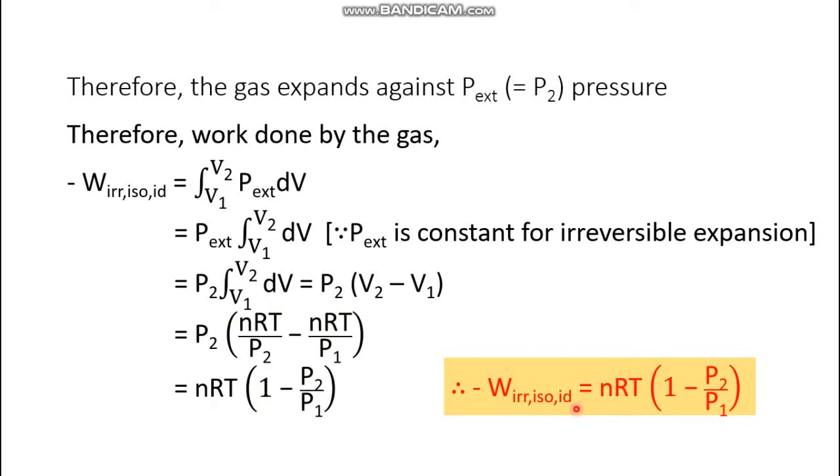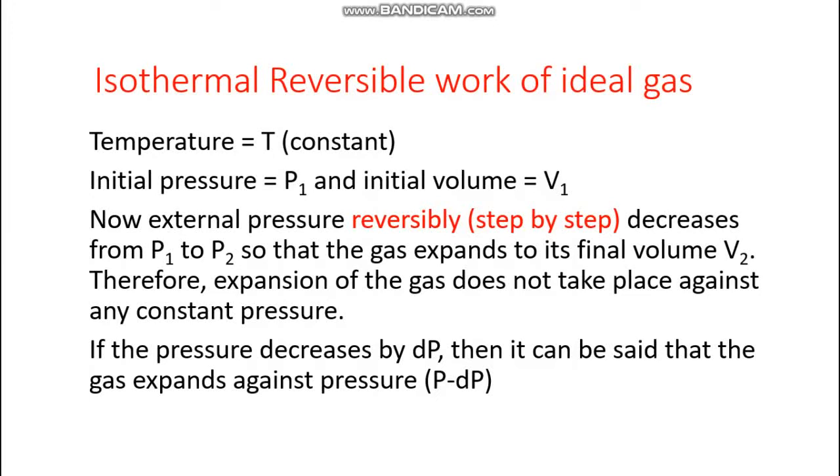So we have one expression here: minus W irreversible isothermal ideal gas equals nRT times (1 minus P2 by P1). This is one expression. Now let's move on to our next heading, which is isothermal reversible work by ideal gas.